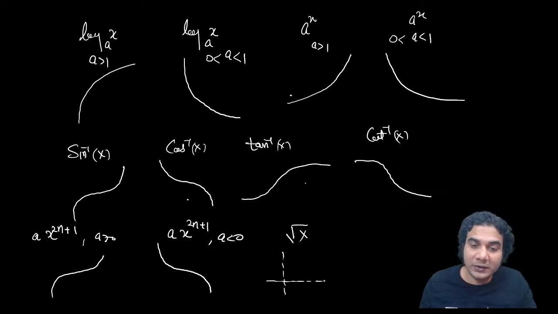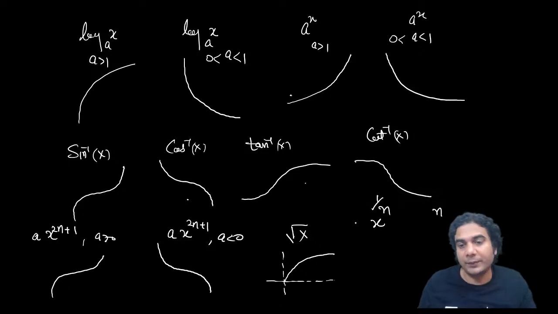In fact, let's not say under root of x. Any function x raised to 1 upon n, where n is a positive integer, that's better. If I write x raised to 1 upon n, where 1 upon n is less than 1, and n is obviously a positive integer, like 1 by 2, 1 by 3, 1 by 4.